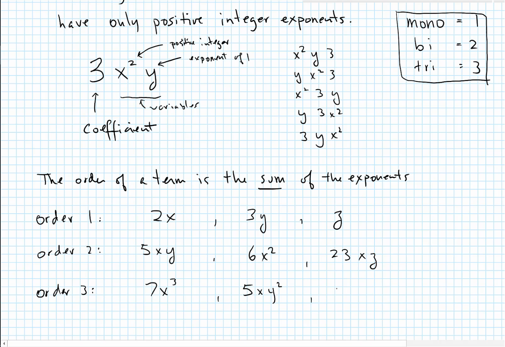We could also have three variables. So for instance, 2xyz. There's no exponents written there, so each one has an exponent of 1. And you add them all up, 1 plus 1 plus 1, you get an order of 3.